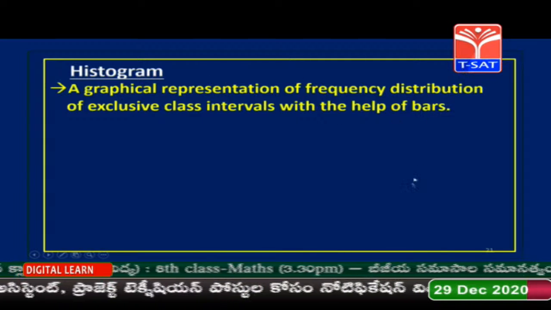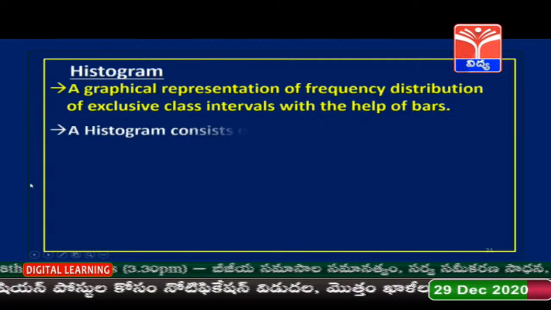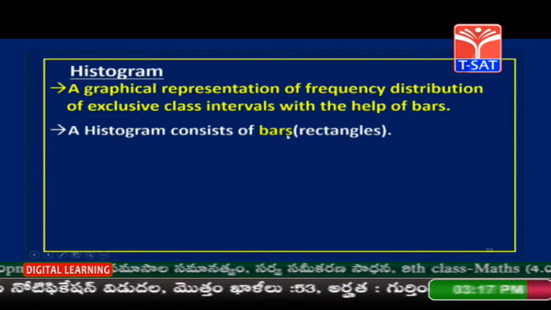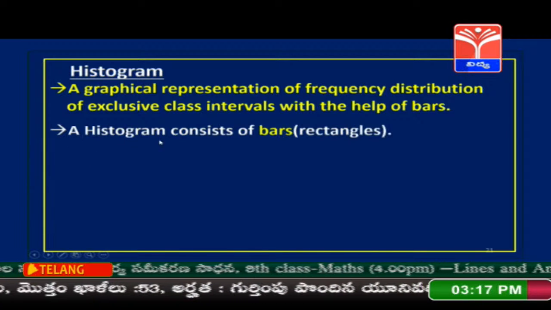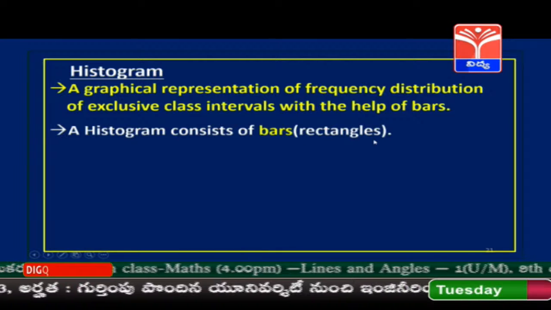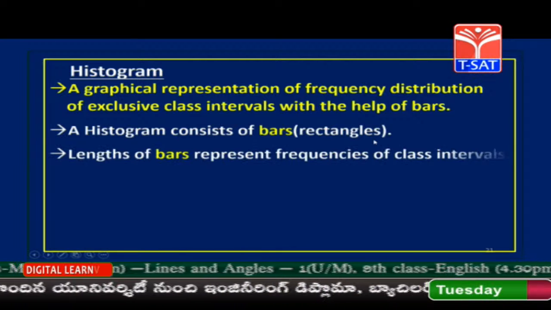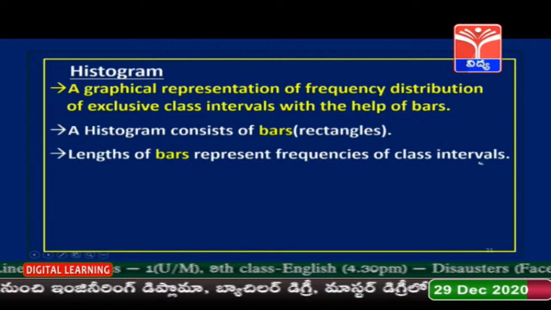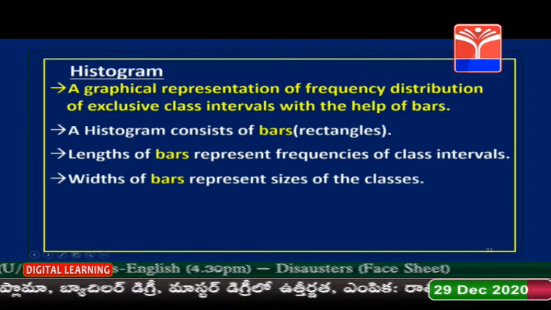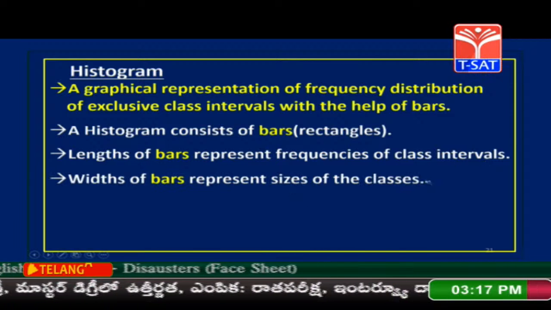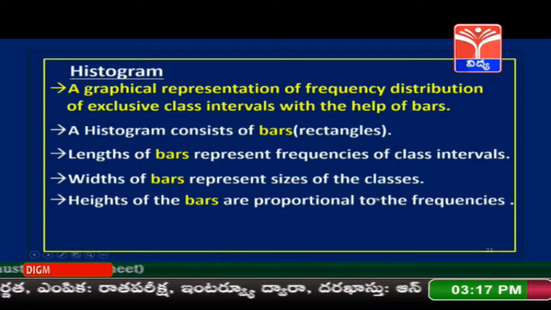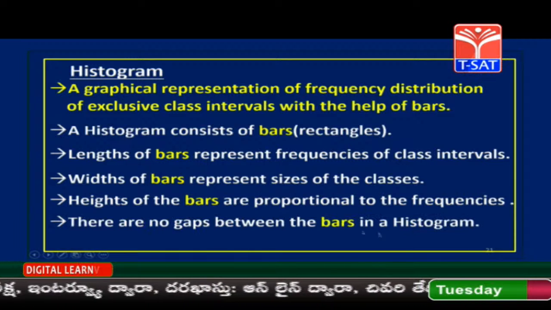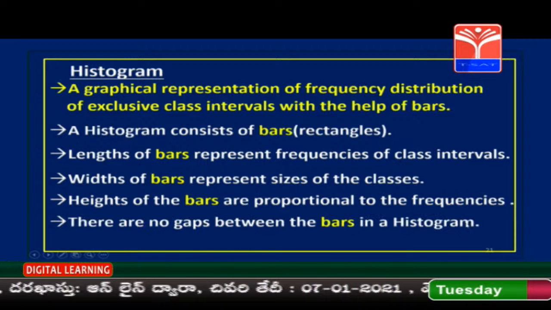And here bars are nothing but the rectangles. A histogram consists of bars. Children, try to understand here. A histogram consists of bars. Bars are nothing but rectangles. Lengths of bars represent frequencies of class intervals. Widths of bars represent sizes of classes. Heights of bars are proportional to the frequencies. There are no gaps between the bars in a histogram.